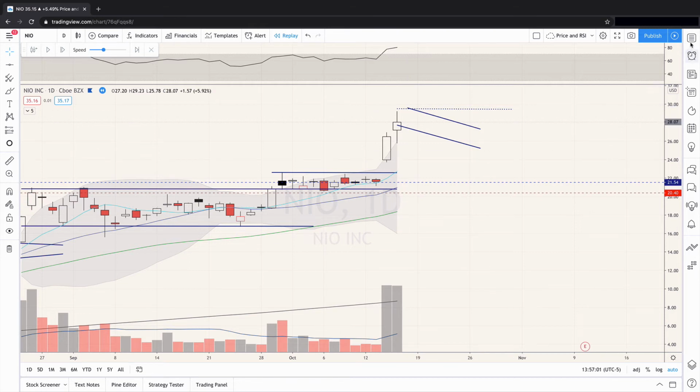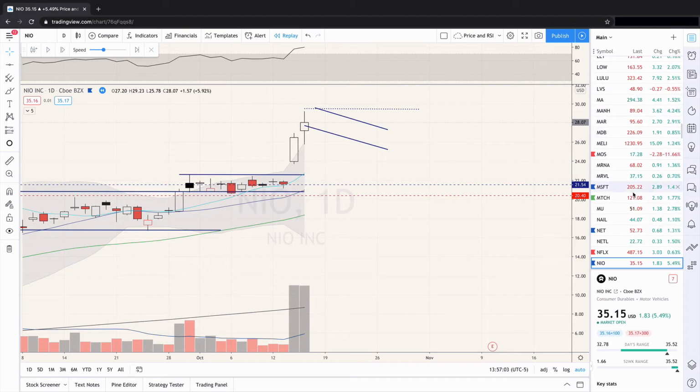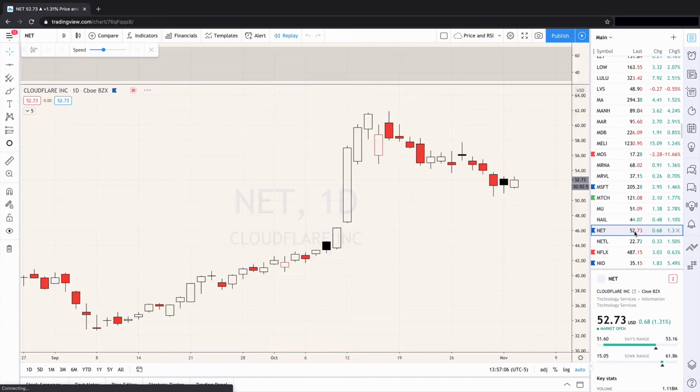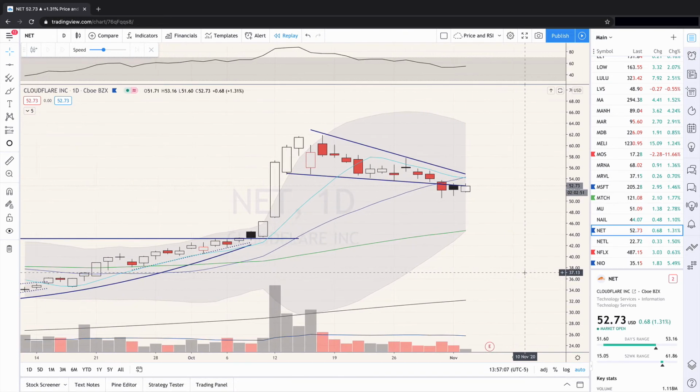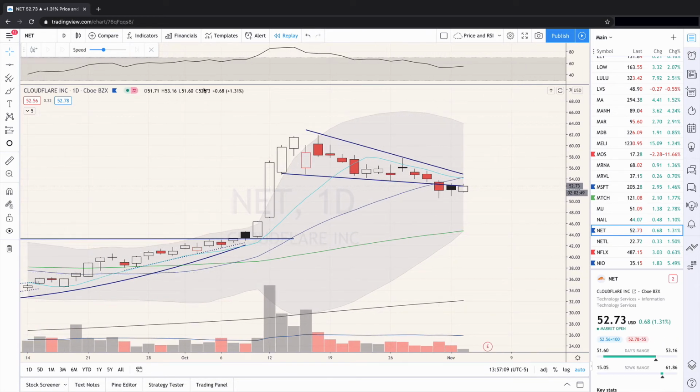Let's take a look at another one. An actual trade that I placed too. This was a losing trade. Let's look at NET. So when I took this trade, if I remember correctly, and again, this is not meant to document the trade, I just happen to remember it. This is meant to show the principles at work here.